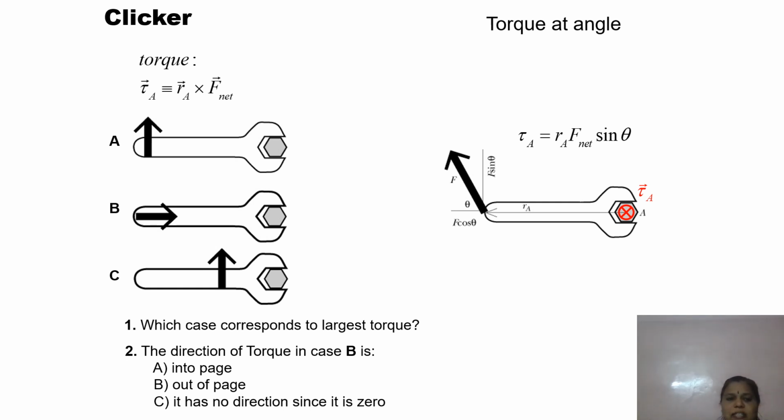And what happens in case C? There is some similarity between A and C. In both cases, the direction of the force is upward. But what happens to the distance? In case A, r has the maximum distance, whereas in case C, r is comparatively less than in case A. So obviously the product r cross F is less in C than in A. When you compare the three cases, case A corresponds to the largest torque. I hope the question is clear for you.